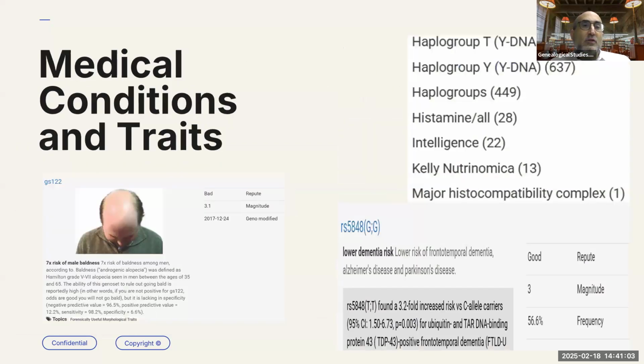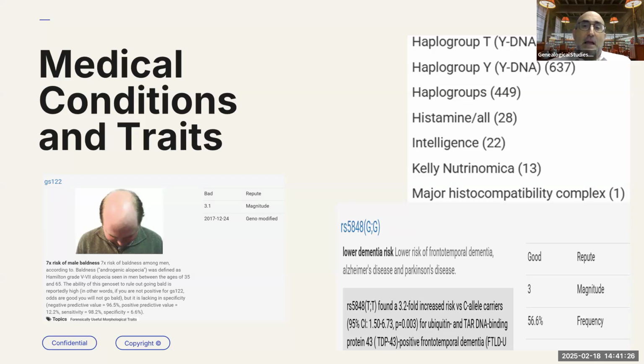Now, and you could see, and this is an example from their site, if you have the SNP for male pattern baldness, it also gives you more information about certain haplogroups. Now, this SNP, for example, if you have it, it shows that you have in studies a lower dementia risk. So the news isn't always bad.